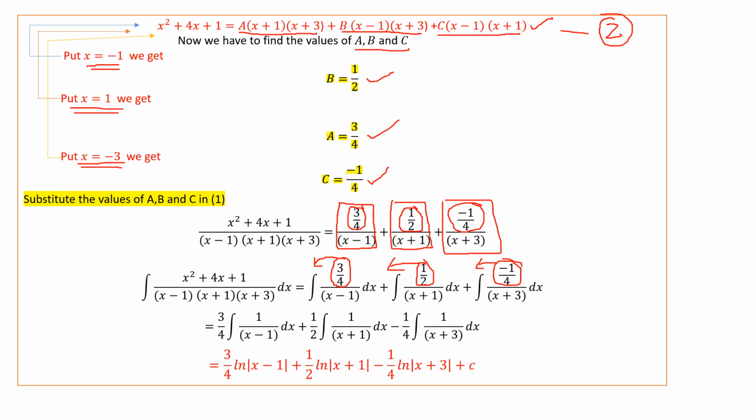Then for the remaining terms, if I apply integration, the first will become ln|x − 1|. Second one, ln|x + 1|. Third term, we have 1 over x + 3, so the integration of this will be ln|x + 3|.